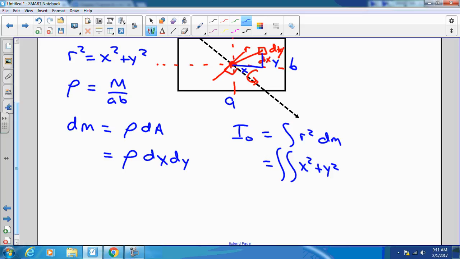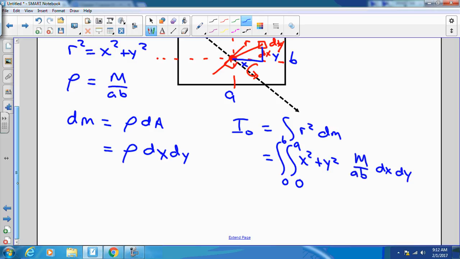So my integral is actually going to be a double integral. I'm going to integrate x squared plus y squared, which is the radius squared of each dm, times density dx dy. And I'm going to integrate from the first x to the last. We read this inside out. So I'm going to integrate from the first x to the last x as I integrate with respect to x. And then I'm going to integrate from the first y to the last y as I integrate with respect to y.